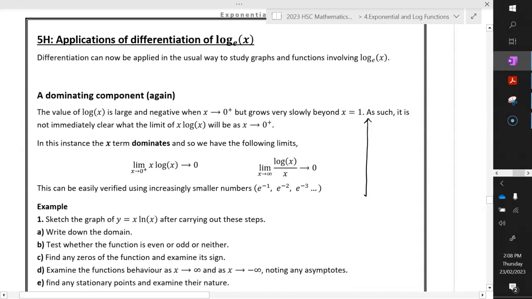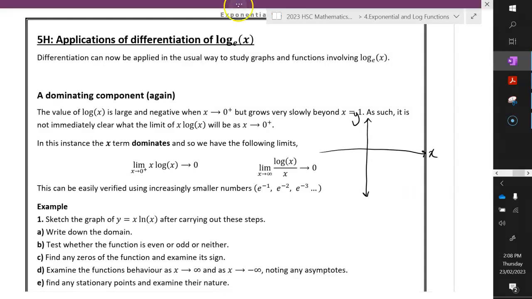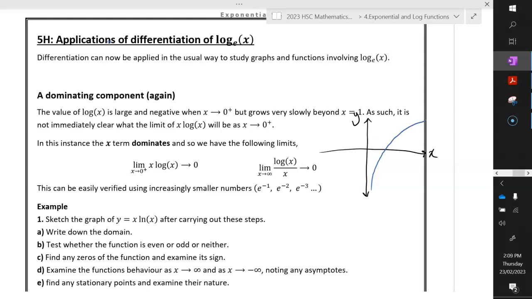I'll just draw my axes up there, and I'll get you to draw that in your books as well. x and y. I'll just change the colour. And we know that log looks like that. We know that it gets really close to the axis, and it goes through 1.